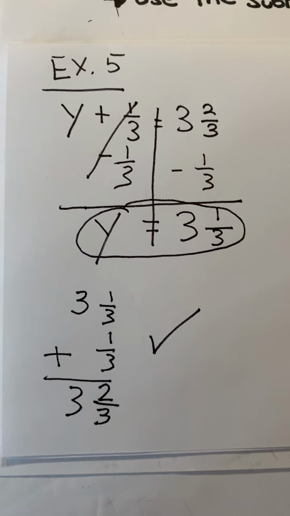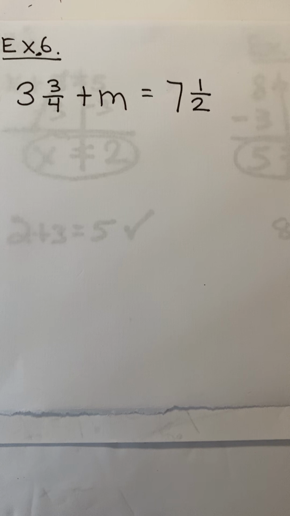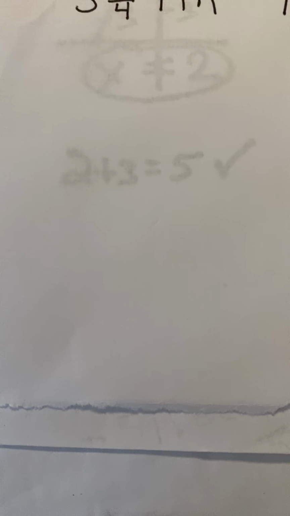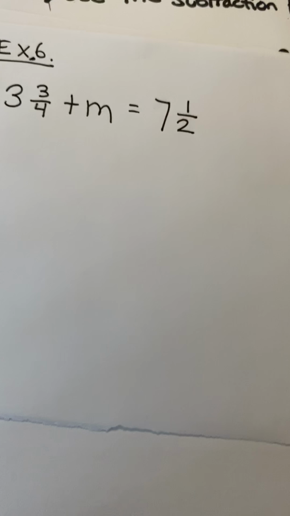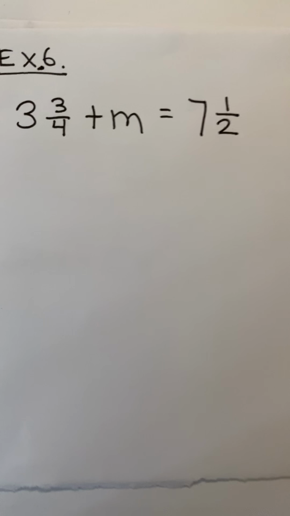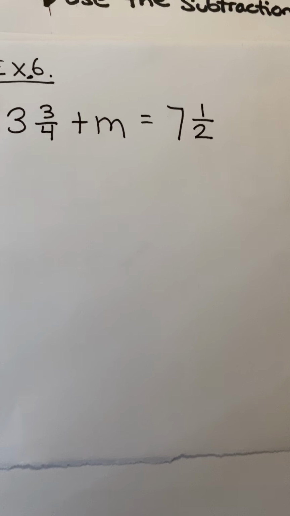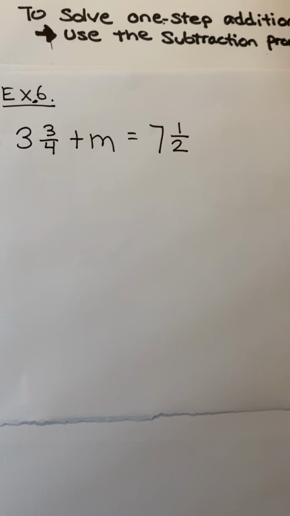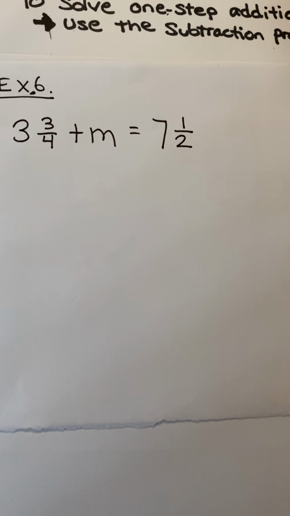All right, moving on to example number 6. It's a little bit more challenging, and it's going to take a little more time. So pay attention. You can rewatch this if you need to, as many times as you want. That's why we're making it a video, and that's okay. So let's look at using the subtraction property of equality to solve this one-step addition equation.